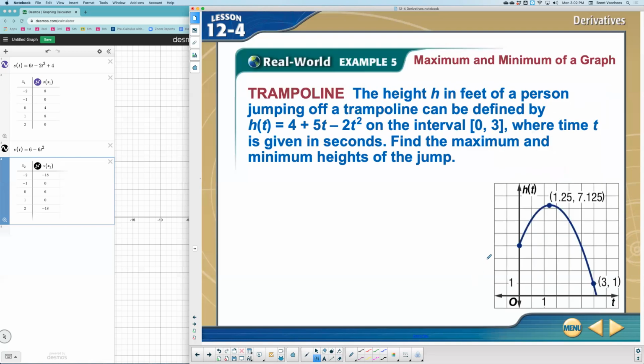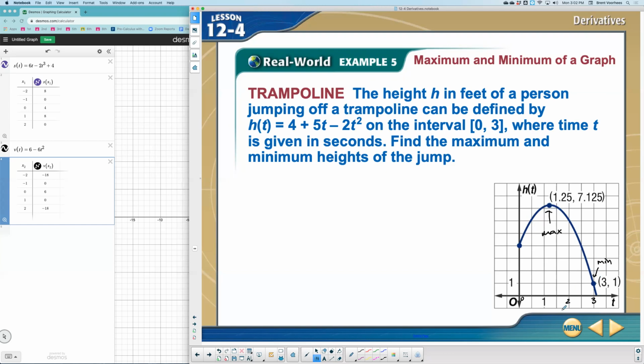Okay, so here it says we have a trampoline. The height in feet of a person jumping off a trampoline can be defined by h of t on the interval 0 to 3. So here's our graph. This is 1 second, this would be 2 seconds, and this would be 3 seconds right there. And we want to know the maximum and minimum heights. Looking at the picture, we can establish really quickly, this is the maximum between times 0 to 3. That's the minimum.